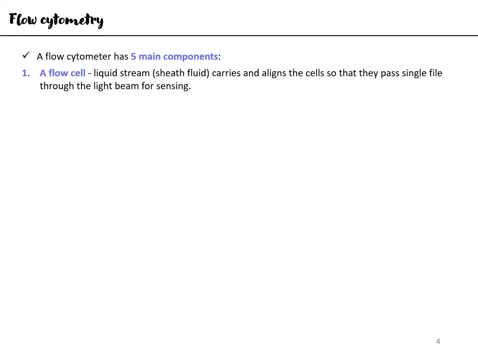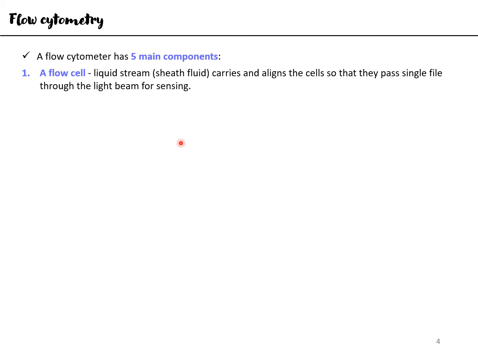So this is the main concept that you have to grasp of how the flow cytometer works. A flow cytometer has five main components. A flow cell. So liquid stream or sheath fluid carries and aligns the cells so that they pass single file through the light beam for sensing. So essentially, in simple terms, this means that the flow cell is such that at a time only a single cell will pass through the path of the laser, and only a single cell will interrupt the laser.